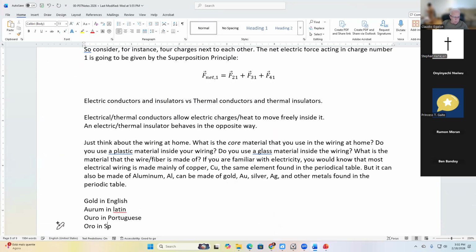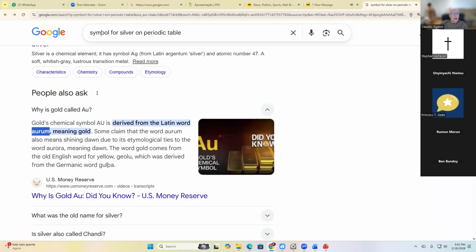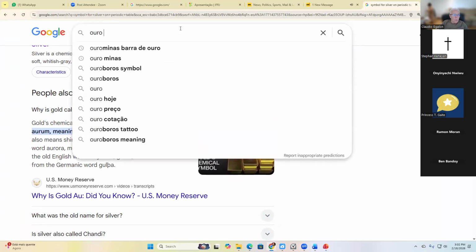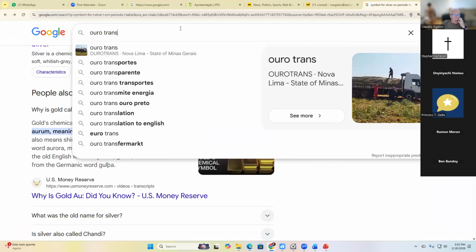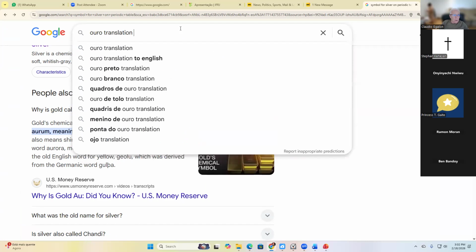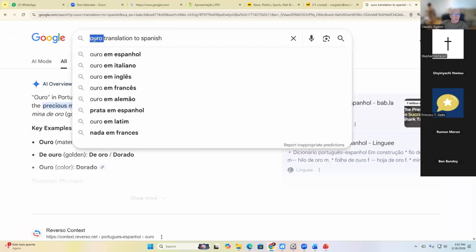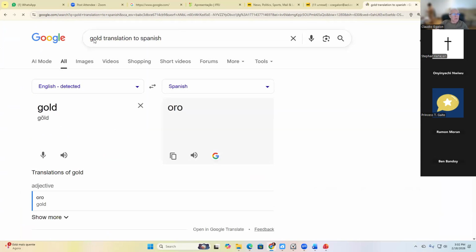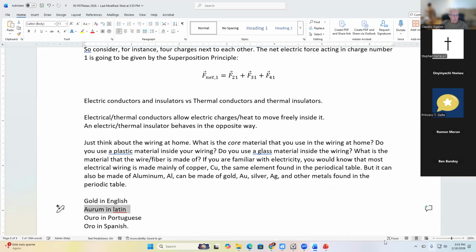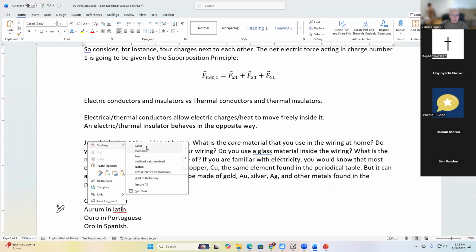Who knows Spanish? I think it's without the U. Let's check the gold translation to Spanish. Oro, yes, very similar to Portuguese. Spanish and Portuguese are very close to the original word in Latin.